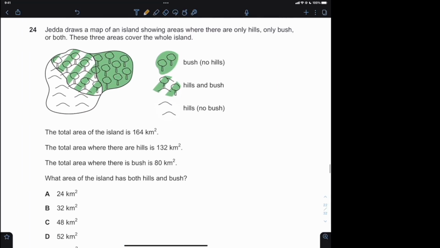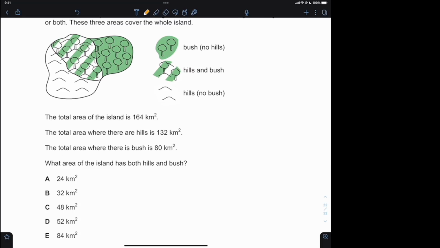24, Jetta draws a map of an island showing areas where there are only hills, only bush, or both. These 3 areas cover the whole island. Total area of the island is 164 square kilometers. The total area where there are hills is 132. Okay, and the total area where there is bush is 80 square kilometers.